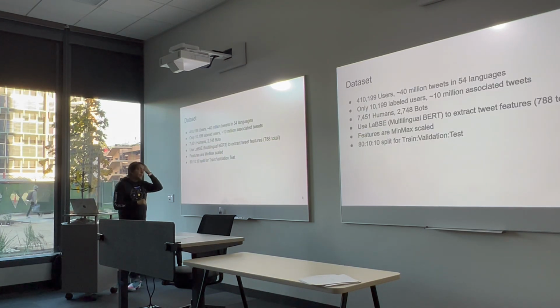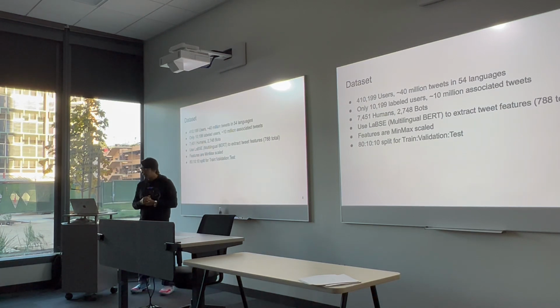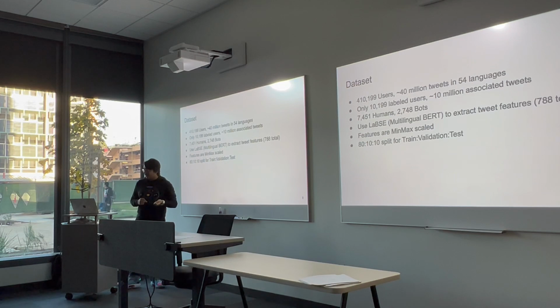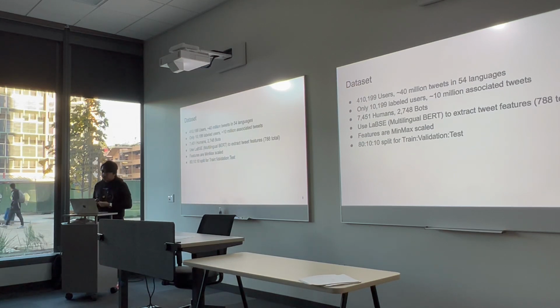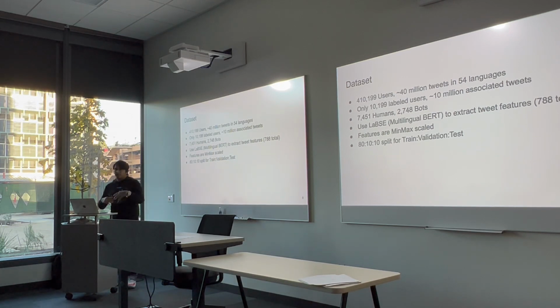Onto the data set. So we use a data set called ngTAP. It has about 400,000 users and about 40 million associated tweets in 54 different languages, so it's not just English. The interesting story about this data set is that out of the 400,000, only about 10,000 are labeled users. So we only have labels for about 10,000 users, whether they're bots or human. And of course, there's a breakdown of how many humans and bots there are in that 10,000.